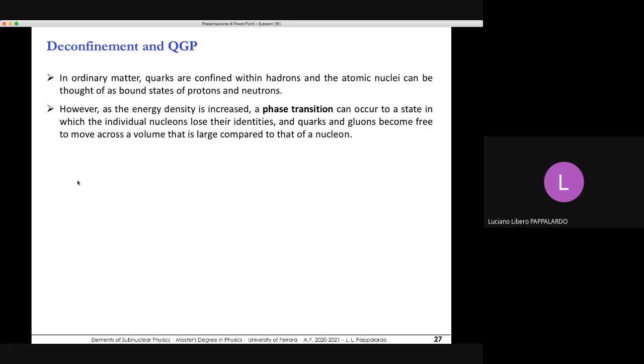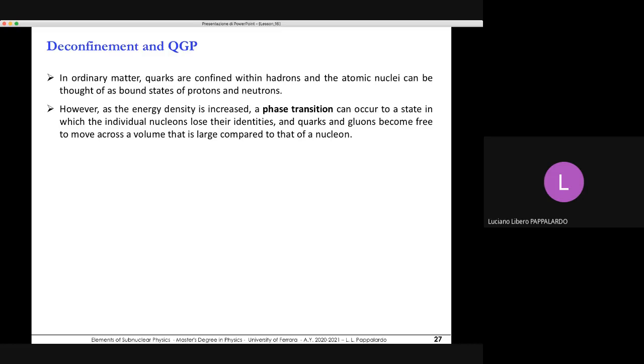However, as the energy density is increased, a phase transition can occur to a state in which the individual nucleons lose their identities, in the sense that the quarks and the gluons are deconfined. They become free to move across a volume that is large compared to that of the nucleon.